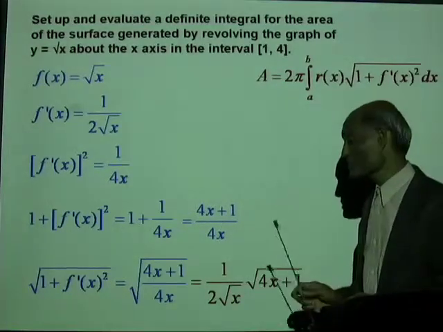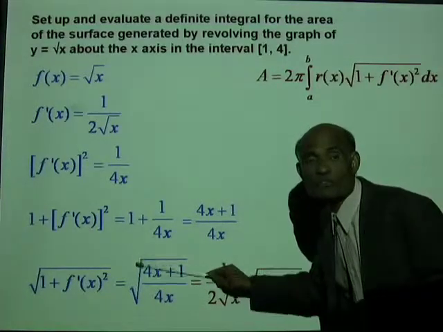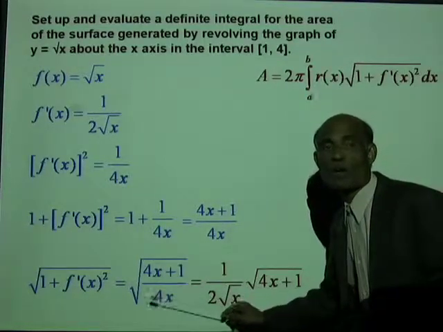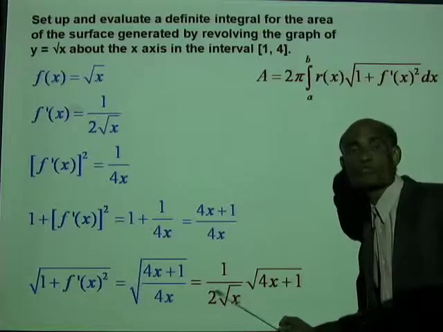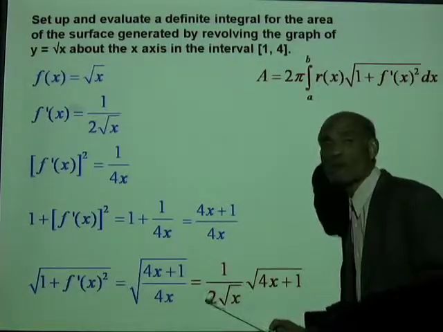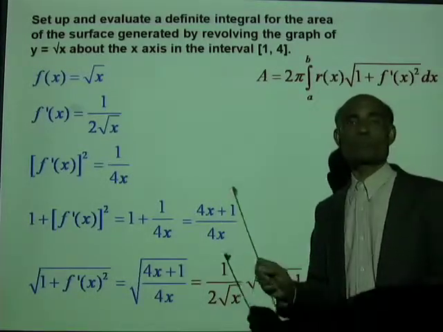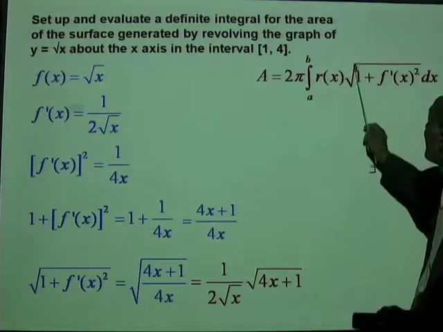And look at the way I simplified it. We split this into two square root quantities: square root of 4x plus 1, over square root of 4x. Square root of 4x is 2 square root of x. So that simplifies as 1 over 2 square root x times square root of 4x plus 1. Now that is this quantity.